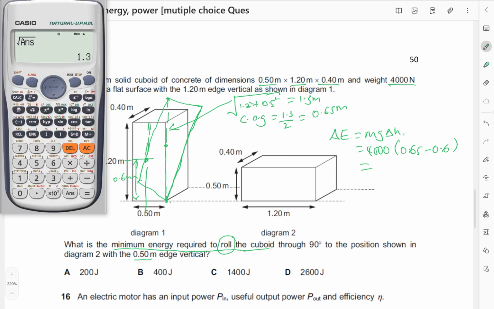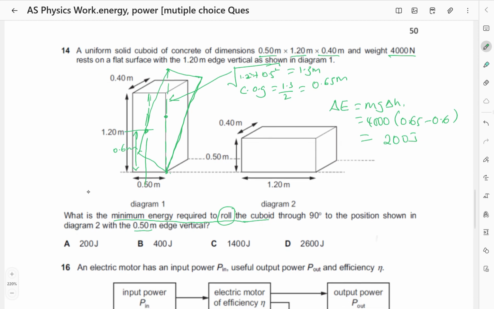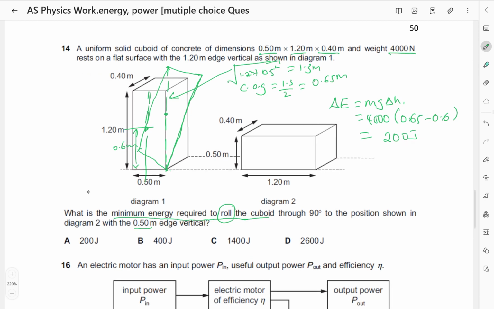So this gives us 0.65 minus 0.6 times 4,000. I think that is 200 joules. So this is 200 joules. It means the minimum amount of energy required to roll the cuboid through 90 degrees to the position shown in the diagram is going to be 200 joules. So the answer is going to be A.